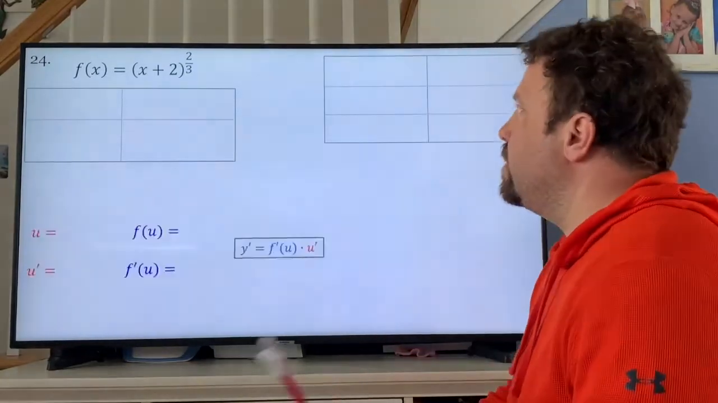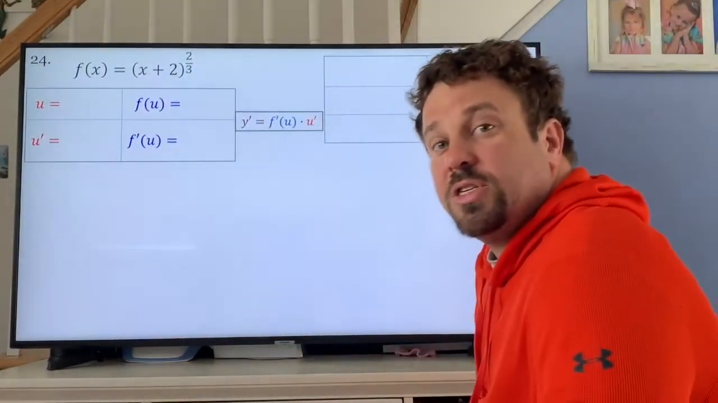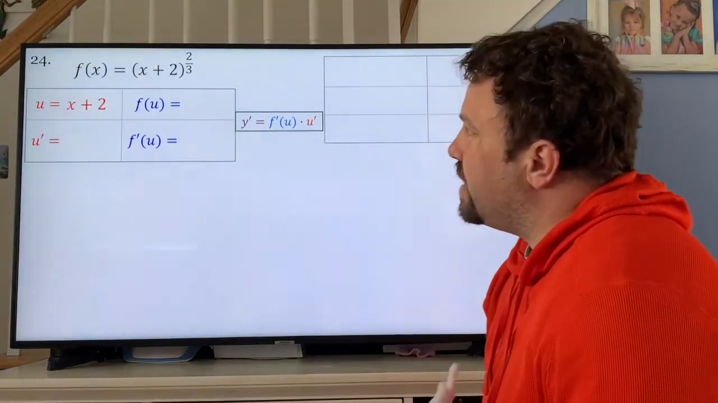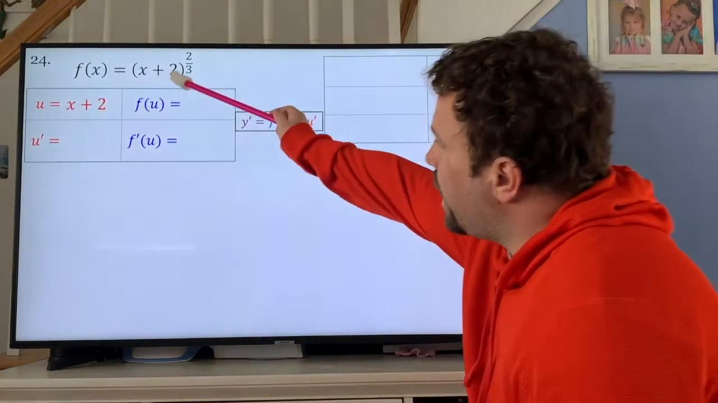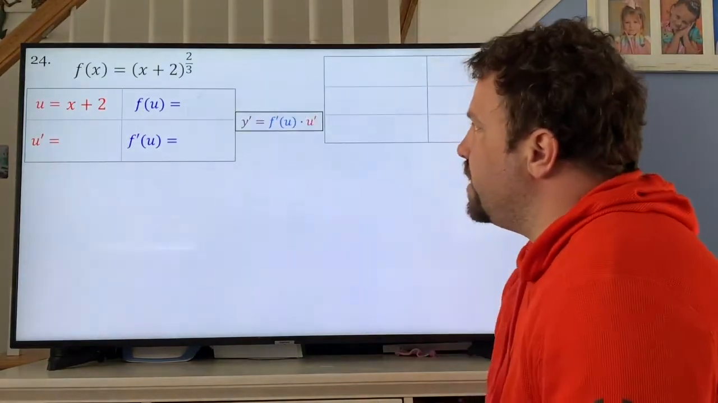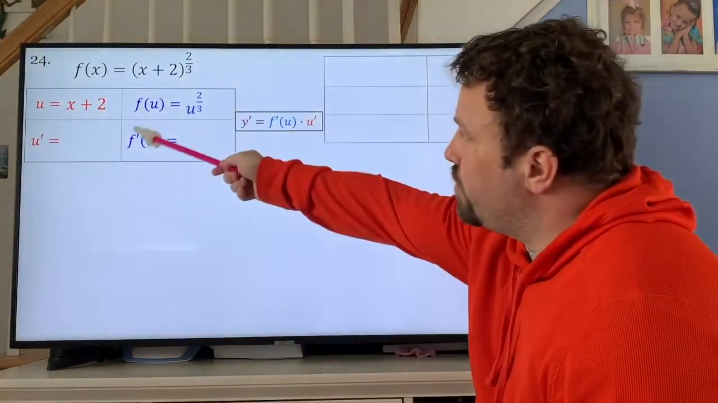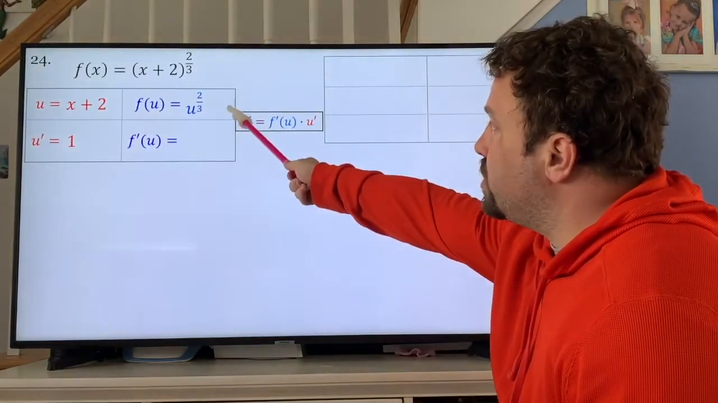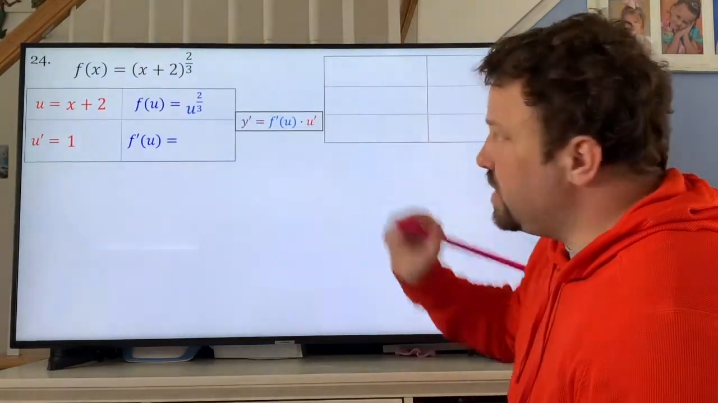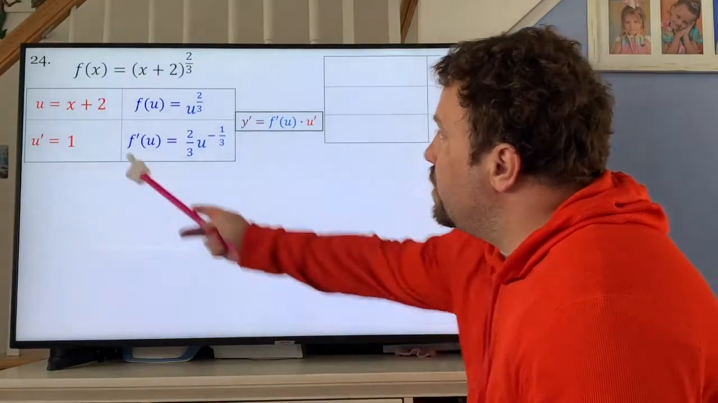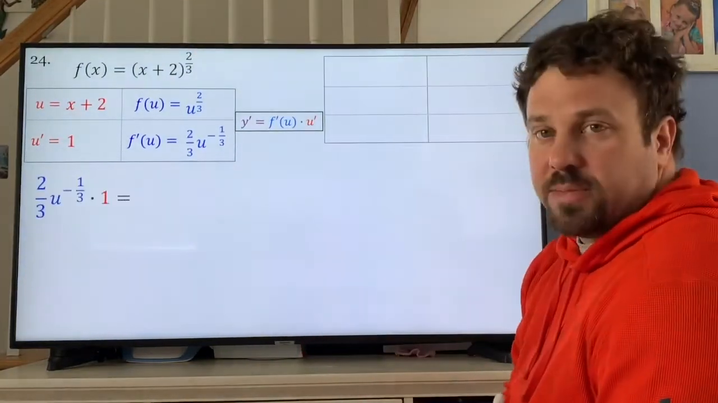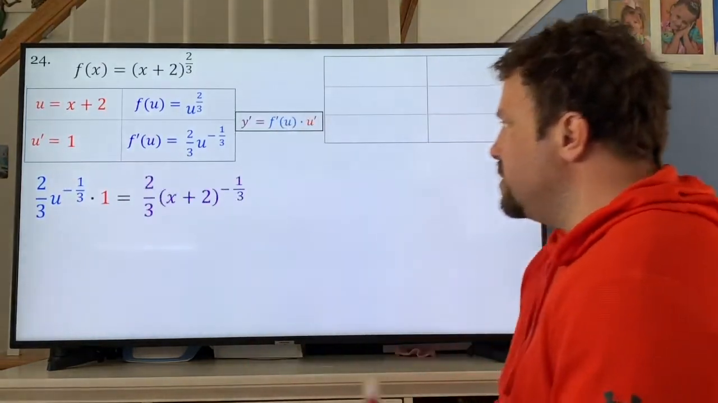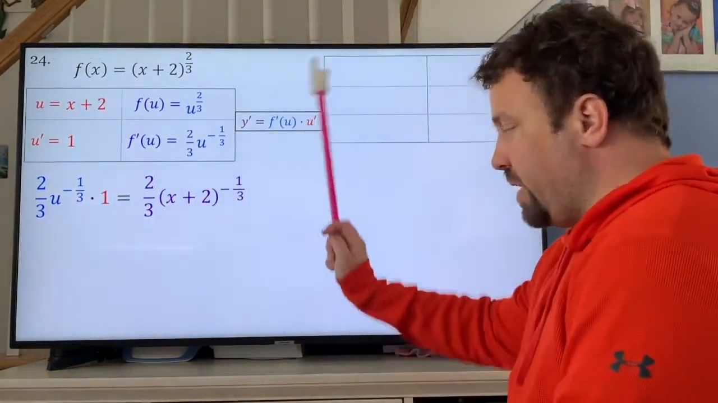Problem number 24. What we're going to use here is the chain rule. The way you use the chain rule, you take the inside, which is x squared plus 2. Your outside is u raised to the 2/3 power. Derivative of x squared plus 2 is 1 plus 0, which is 1. 2/3, u to the 2/3 minus 1 is a negative 1/3. u prime times f prime of u. 1 times anything is itself, and then you plug your u back in. So 2/3 (x plus 2) to the negative 1/3.